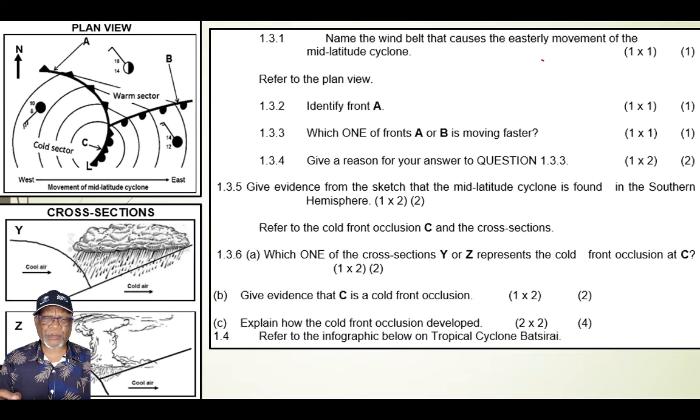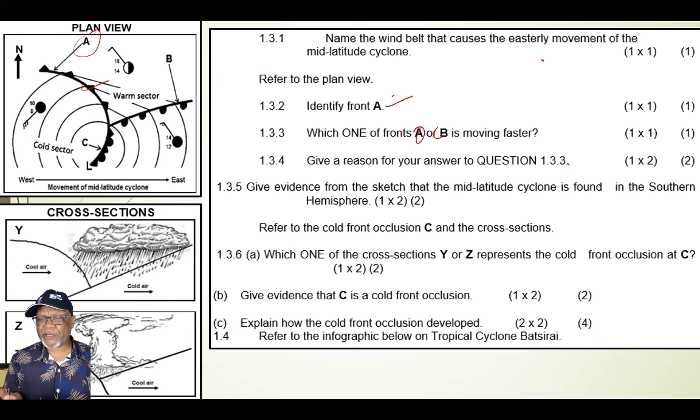And the other quite simple question, they say identify front A. What is front A? This is your cold front. And which one of front A or front B is moving faster? We've already said it is front A, which is moving faster. Why is it moving faster? Because of the steeper gradient. And it's going to end up catching up, and therefore resulting in the stage called occlusion stage.